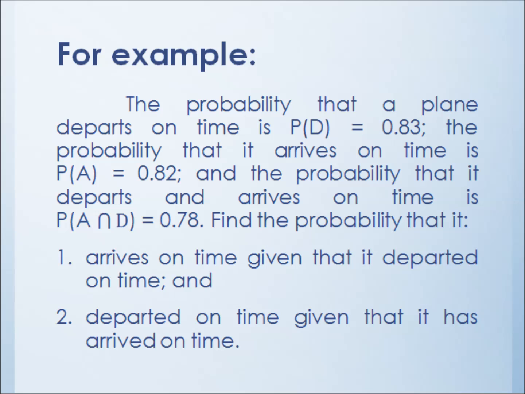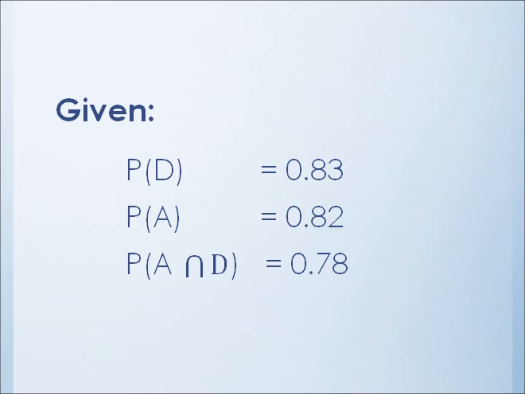How are we going to solve this problem? First, we need to list all the given. That is why we have P of D equals 0.83 to represent the probability that the plane departs on time, P of A equals 0.82 to represent the probability that the plane arrives on time, and P of A and D equals 0.78 to represent the probability that the plane departs and arrives on time. What is the next step? The next step is to make the representation.